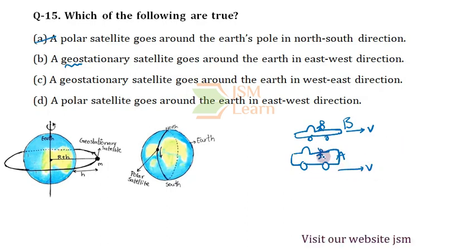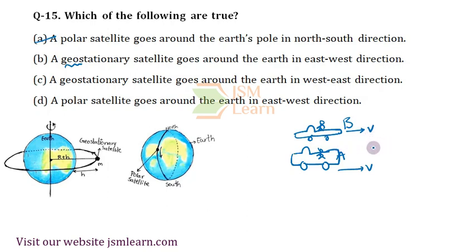Then with respect to you, your friend is at rest because he is also moving with the same speed in the same direction. When you observe him, you feel that he is at rest. Similarly, when your friend observes you, he will observe that you are at rest, but both are moving with the same speed in the same direction.